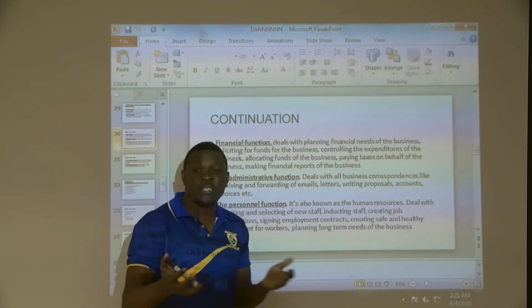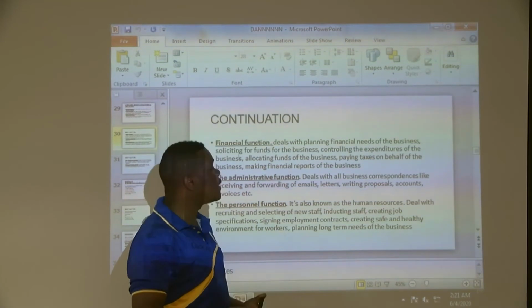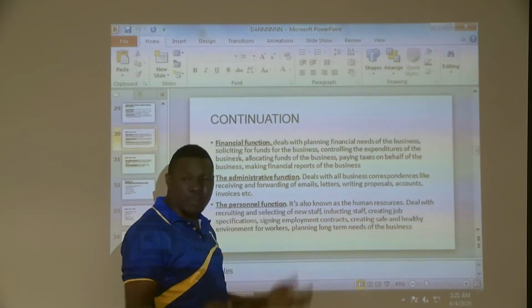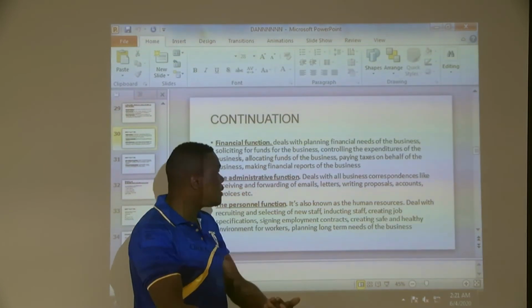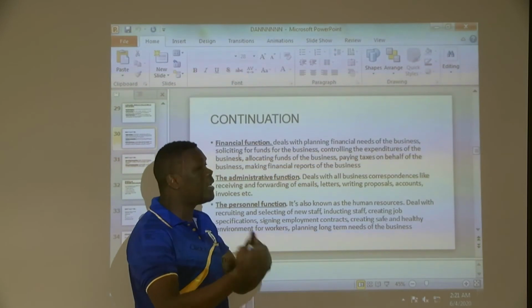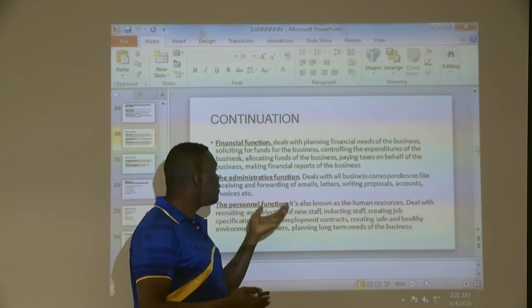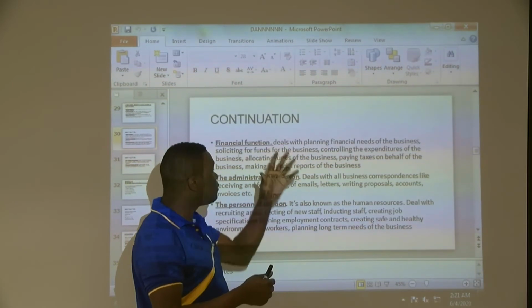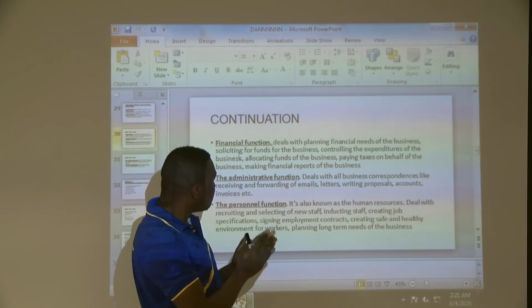They plan for the financial needs of the business, what the business needs in terms of finances. They control expenditures, what goes out of the business in terms of finances. And then they allocate funds. They allocate funds to each and every department. They will allocate to the personnel department, the administrative department, the other departments. That is specifically the role of the financial department.